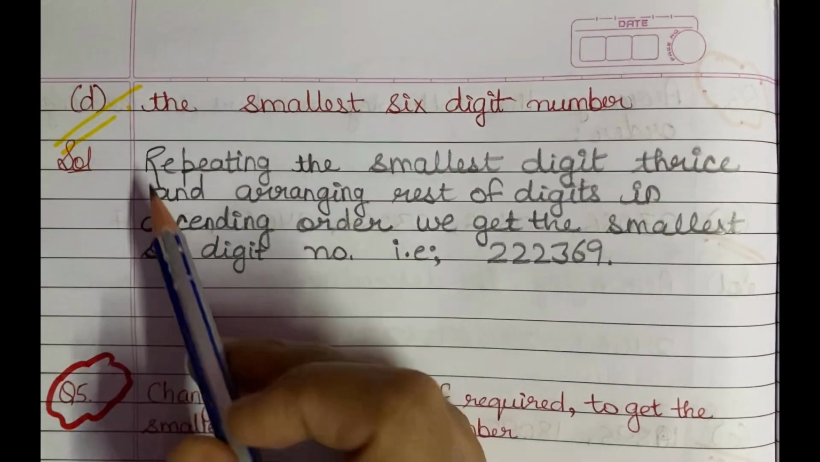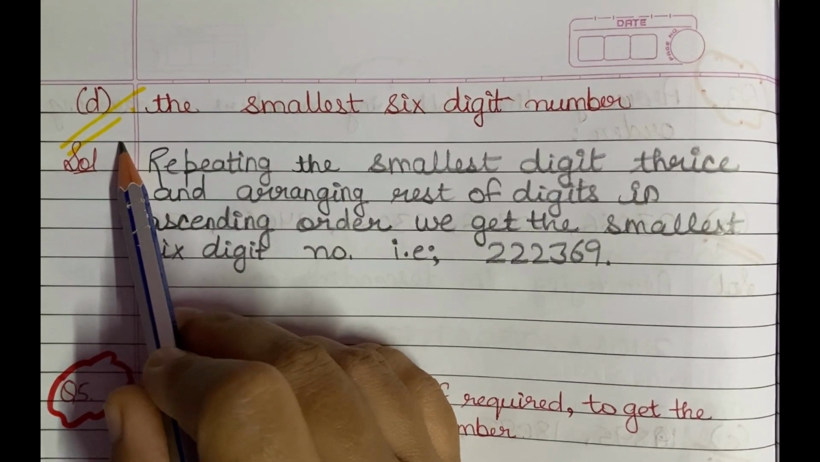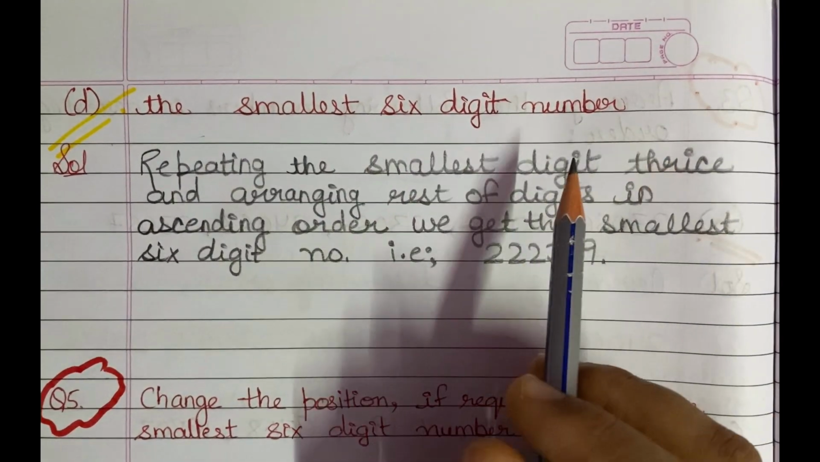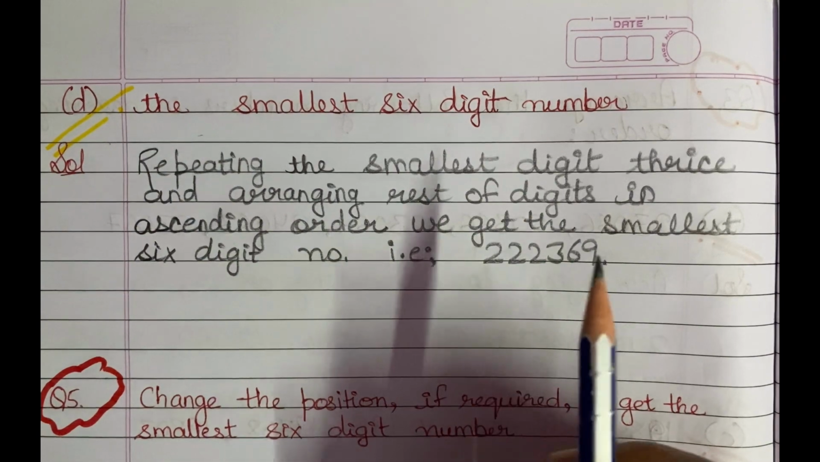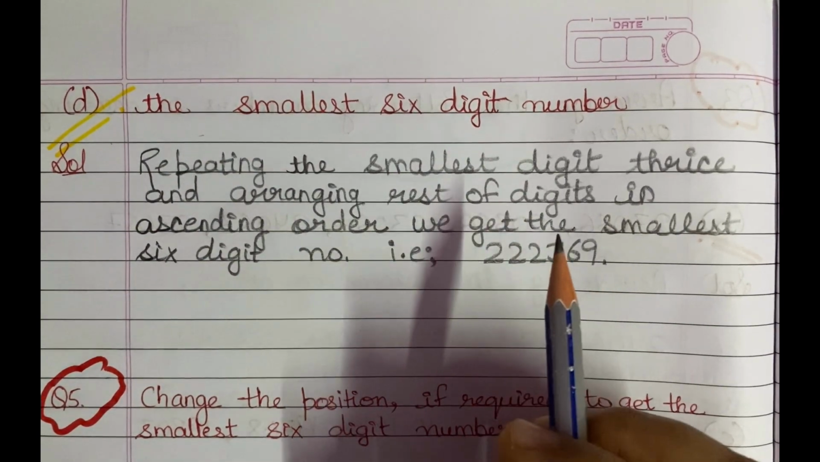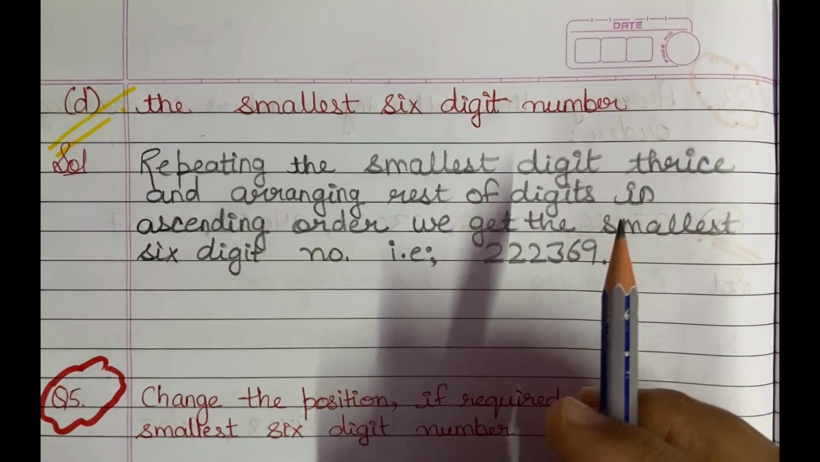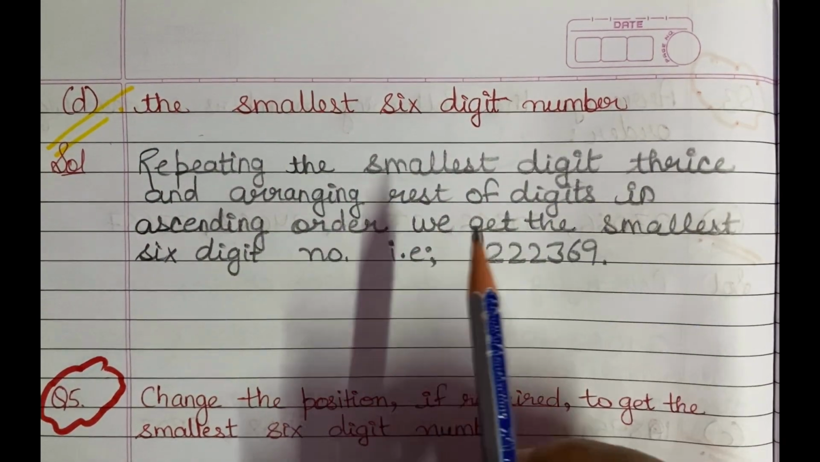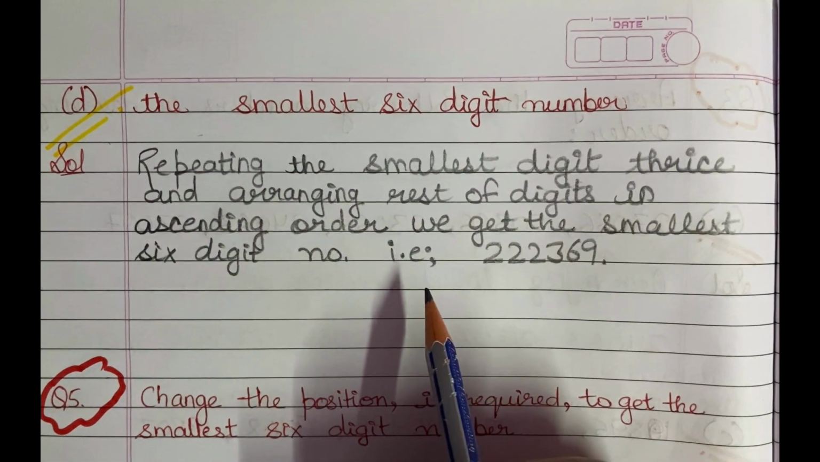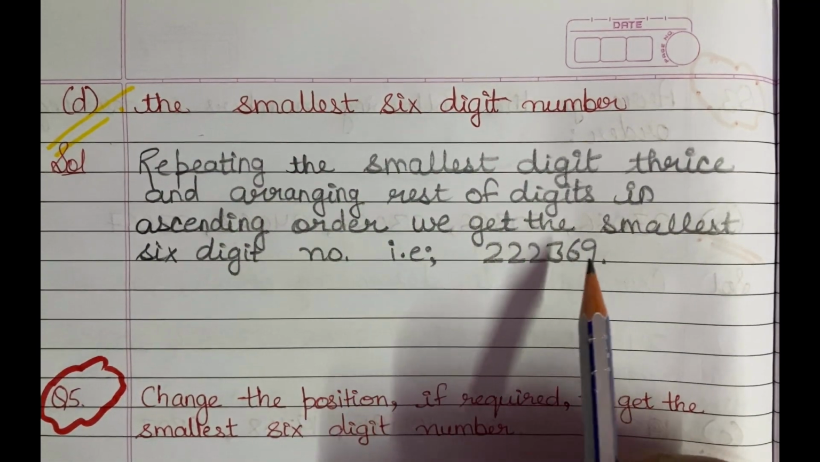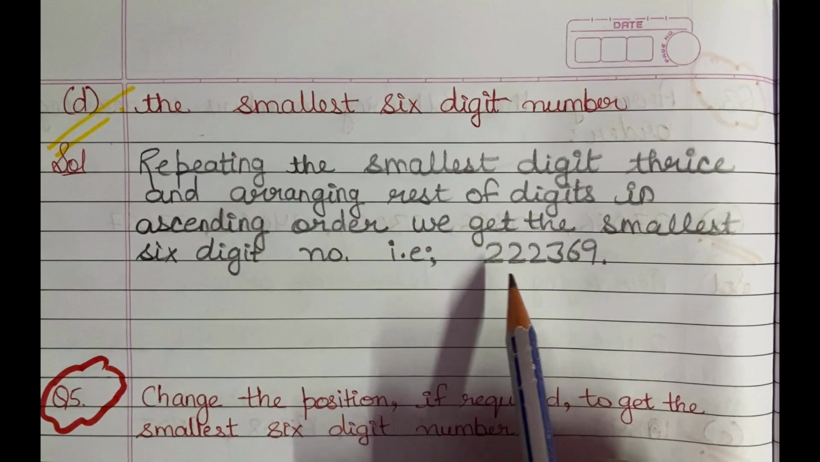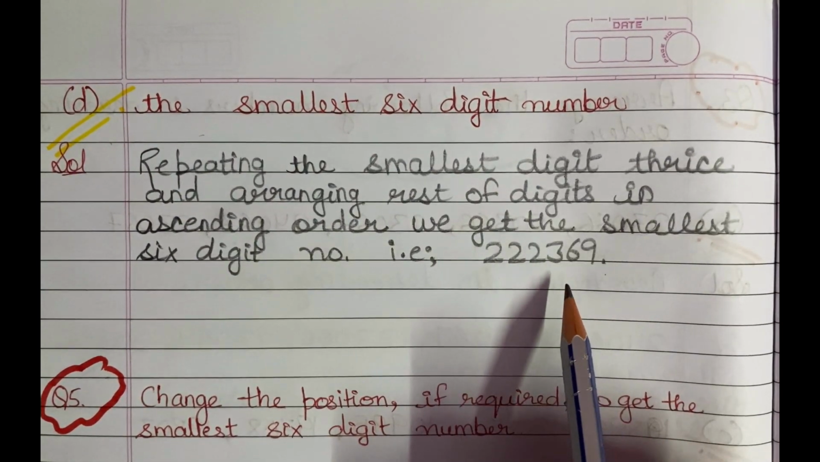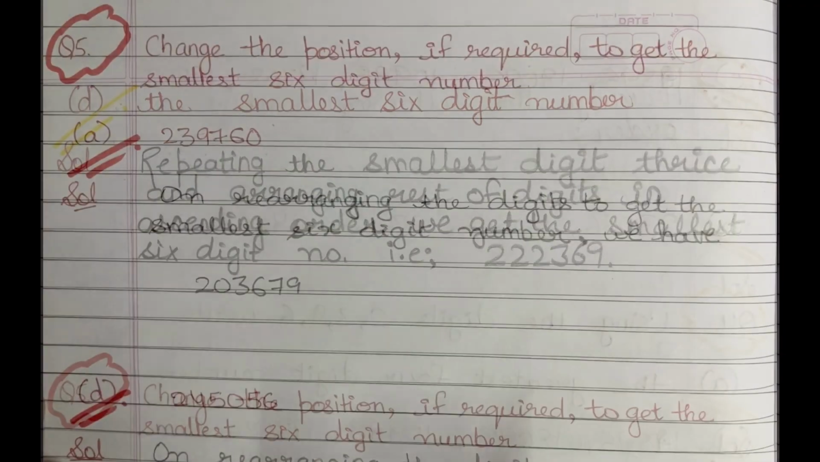Next is D part of the same question, and it says that write the smallest 6-digit number. Now since we are having only 4 digits with us, but we want to write the smallest 6-digit number, so what we will do, we will repeat the smallest digit thrice and arrange the rest of the digits in ascending order, and on doing so we will get our smallest 6-digit number as 2,22,369. Hopefully it is also clear to you.